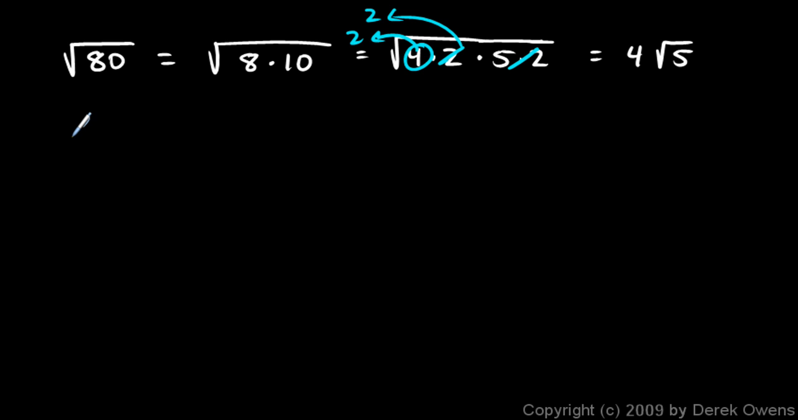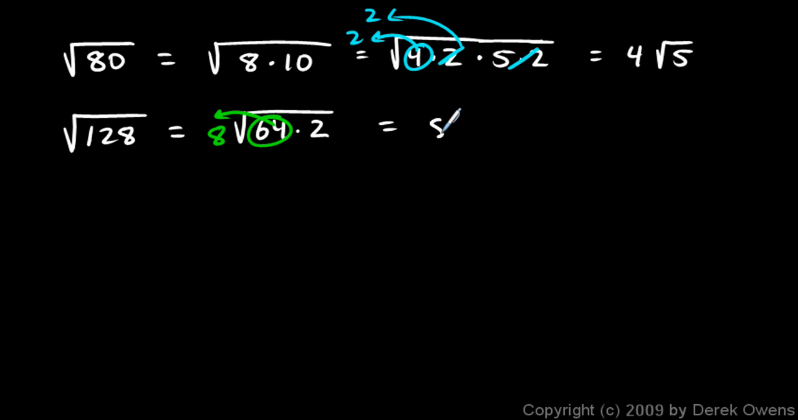Okay, the next example, square root of 128. This one's pretty easy. 128 is 64 times 2. And 64 is 8 squared. So the 64 pops out of here and becomes an 8. And I get 8 times the square root of 2 for an answer.